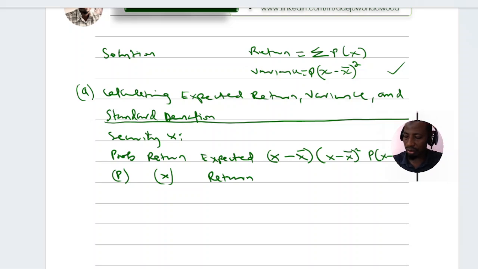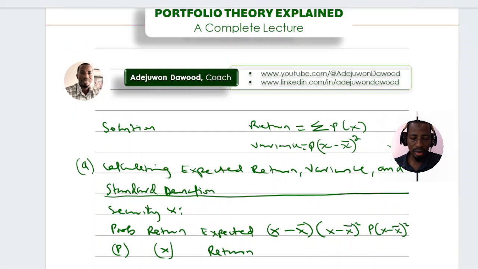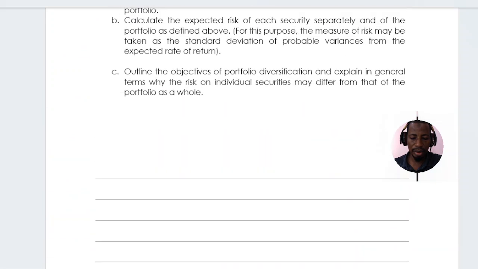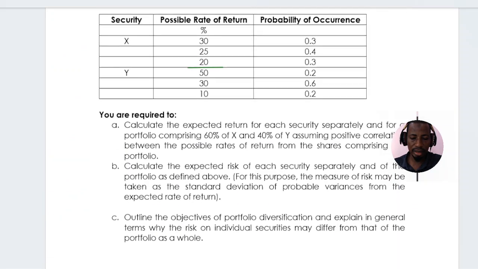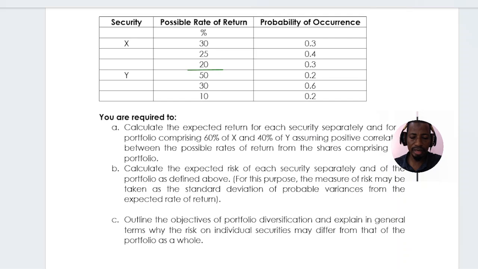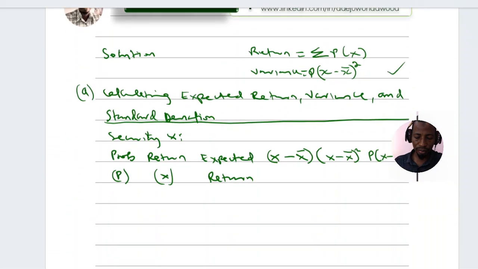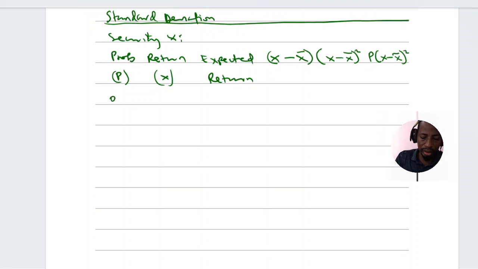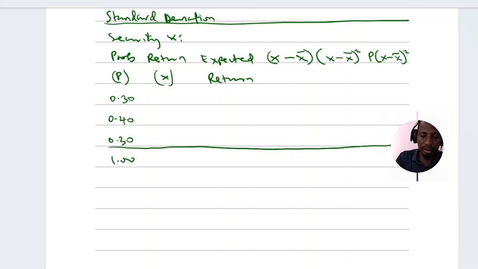So I will then go back to the question. What are the probabilities? The probability for security X is 0.3, 0.4, 0.3. So at all times, your probability must be equal to 1. If not equal to 1, you need to make it equal to 1.